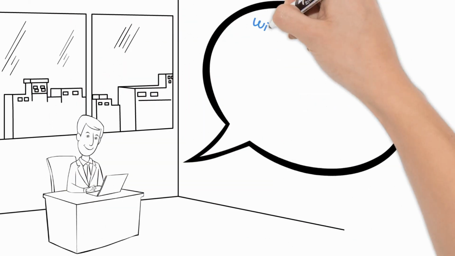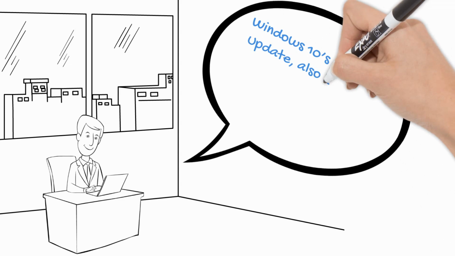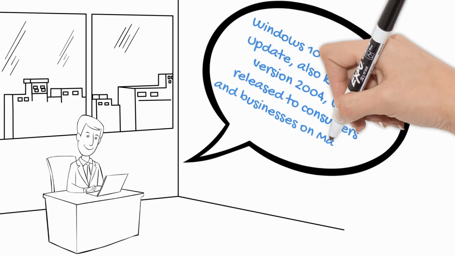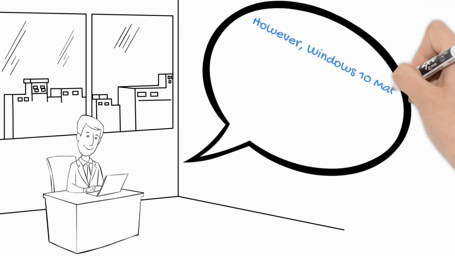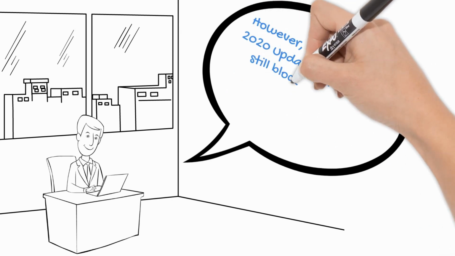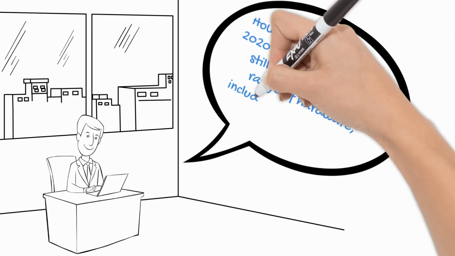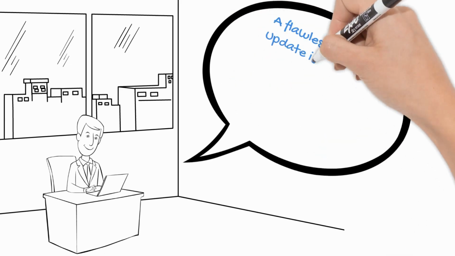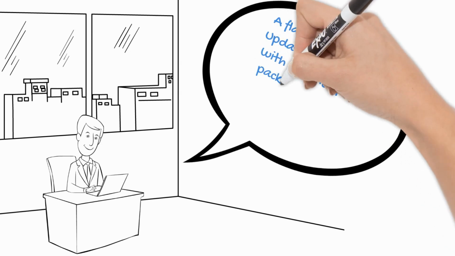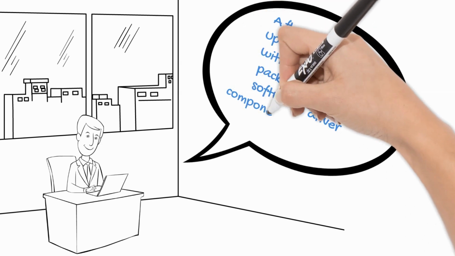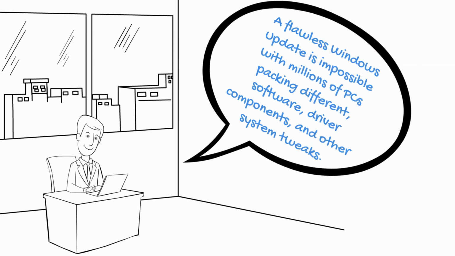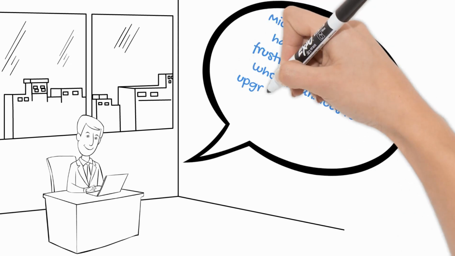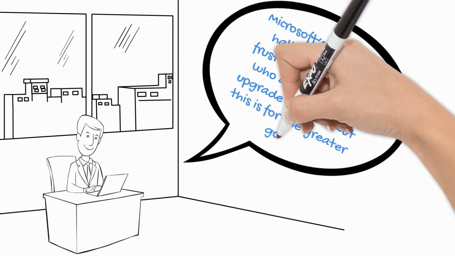How are you? Windows 10's May 2020 update, also known as version 2004, was released to consumers and businesses on May 27. However, the Windows 10 May 2020 update appears to be still blocked on a wide range of hardware, including Microsoft's own Surface products. A flawless Windows update is impossible, with millions of PCs packing different software, driver components, and other system tweaks. Microsoft's decision to halt updates may frustrate some people who are anxious to upgrade their PC, but this is for the greater good.